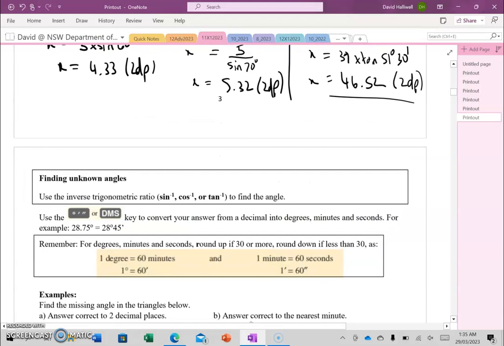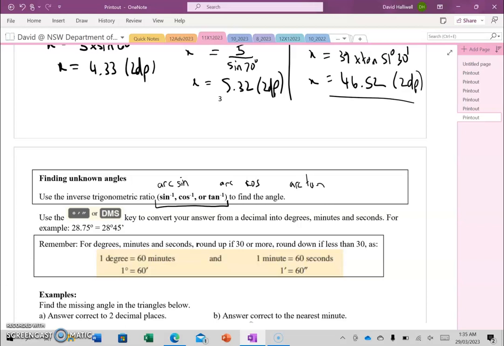Whenever you want to find an unknown angle, we use the inverse trig ratio. So inverse sine, inverse cos, or inverse tan. Okay, just one thing to be aware of. Sometimes they call this arc sine, arc cos, and arc tan. That notation actually seems to pop up in Extension 1 a little bit. We'll look at that a little bit later.